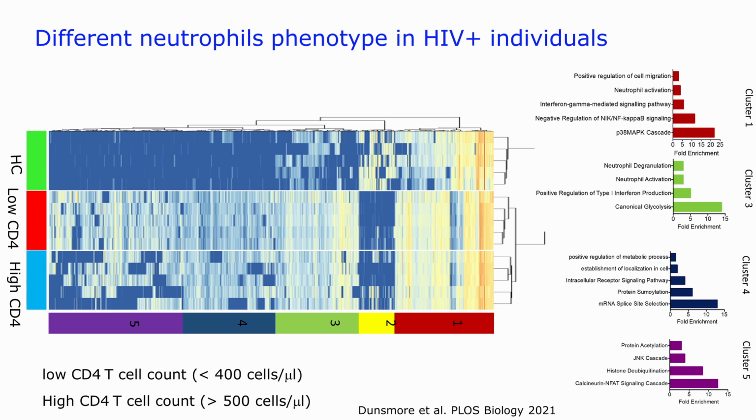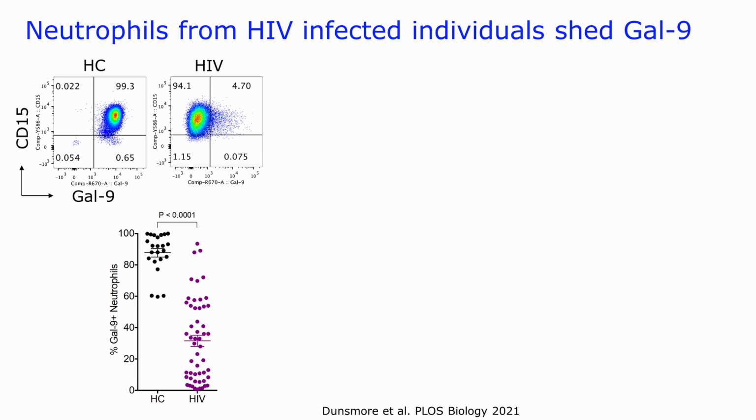We did extensive studies, but we came to a very nice observation. We found that neutrophils in healthy individuals are almost covered with galectin-9. You can see that here in this quadrant, 99% of healthy control neutrophils have galectin-9 on their membrane. And this is just cumulative data. But HIV patients, some of them almost have zero GAL. But there is a wide range.